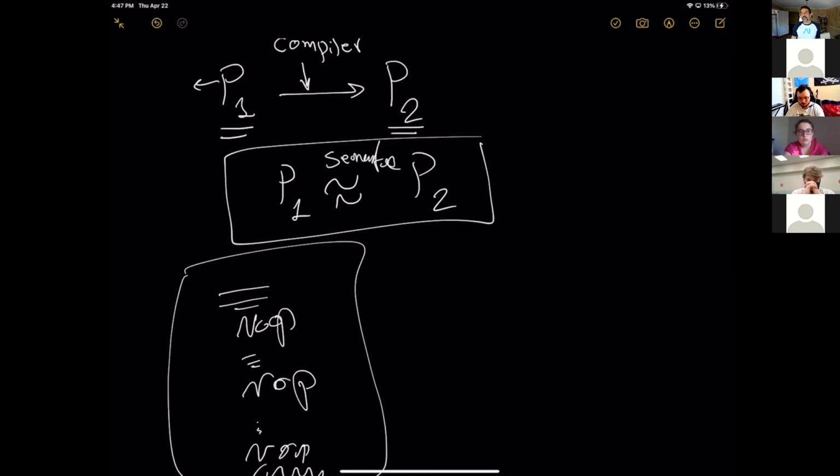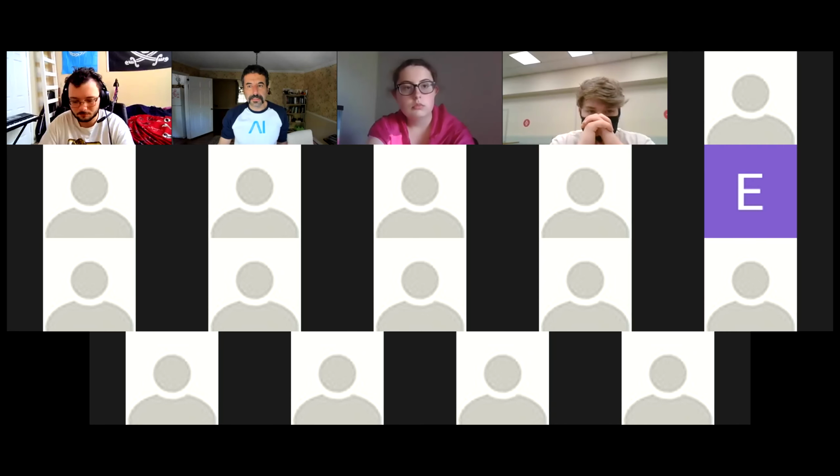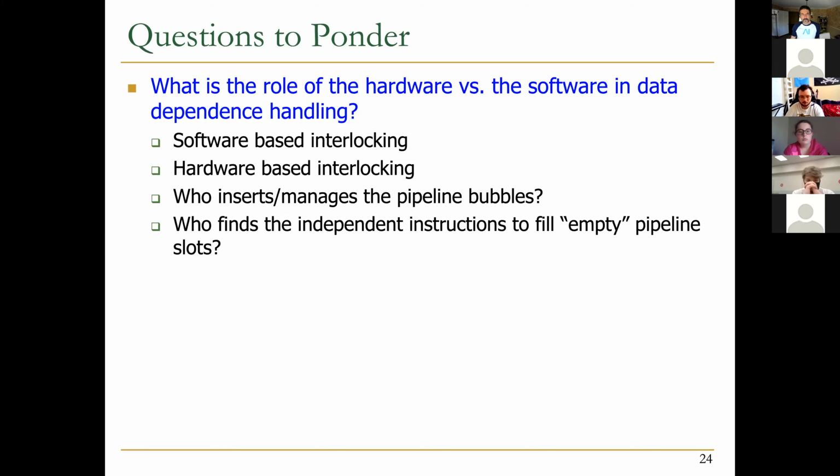So the dependency or interlocking solution can be well handled by the software too, not necessarily at the hardware level.